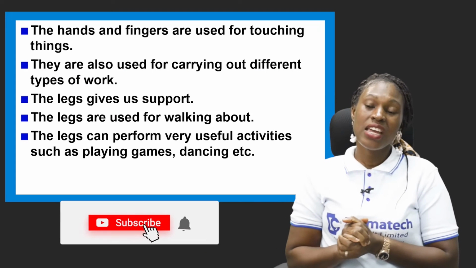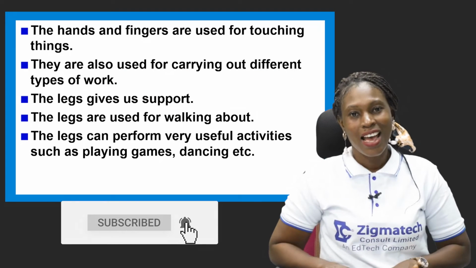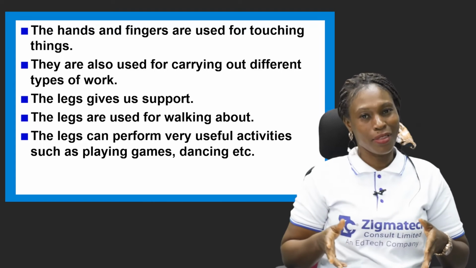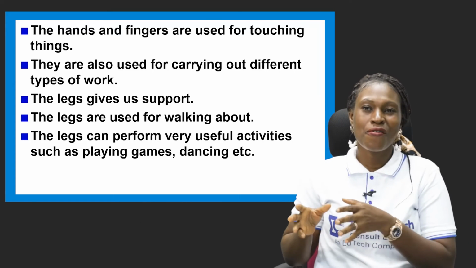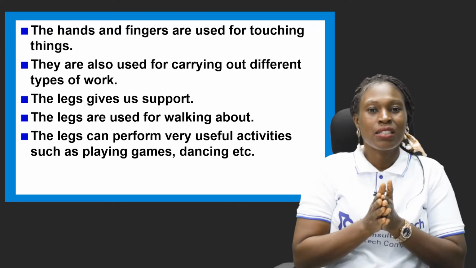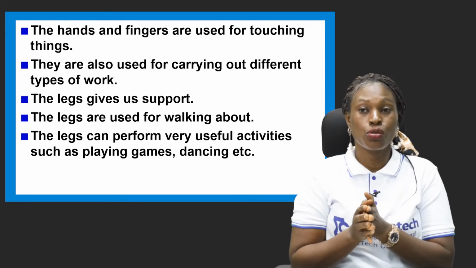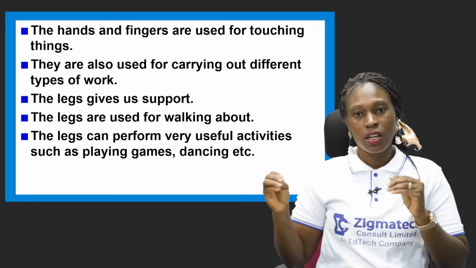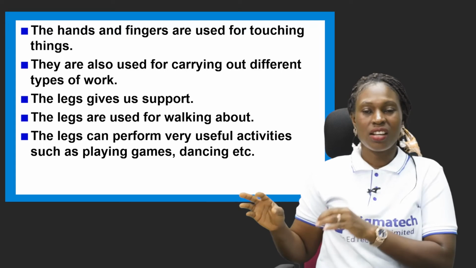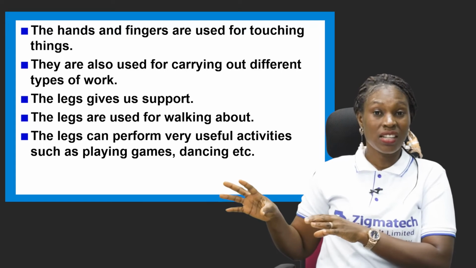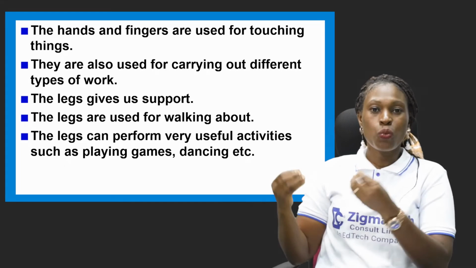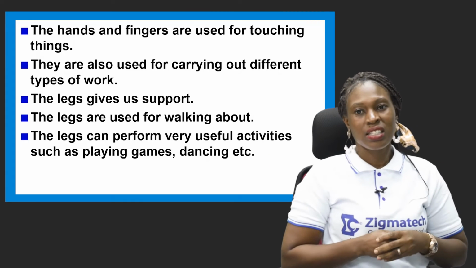Now, the hands and fingers are used for touching things. It helps us to touch things. If your hands are not there, you can't touch, you can't feel some things. So the hand is very, very important, because it helps us to do what? Feel things. It helps us to touch and know what something is exactly. So your hands are an organ whereby you can touch and know what is there, even without seeing it most times.